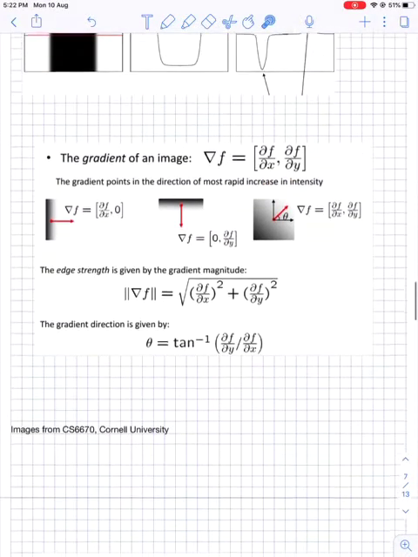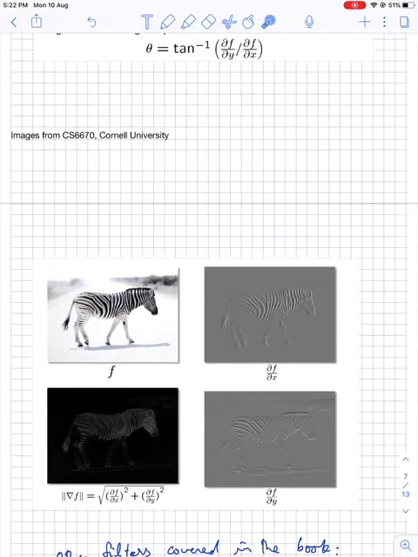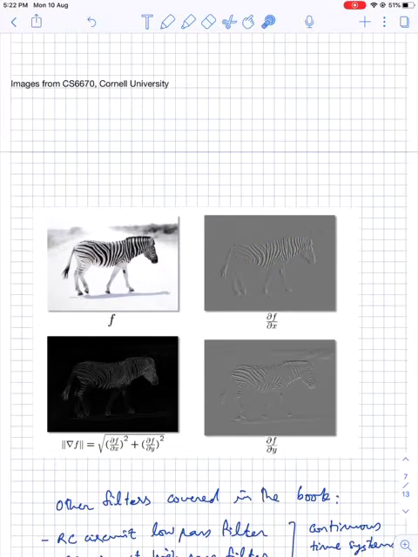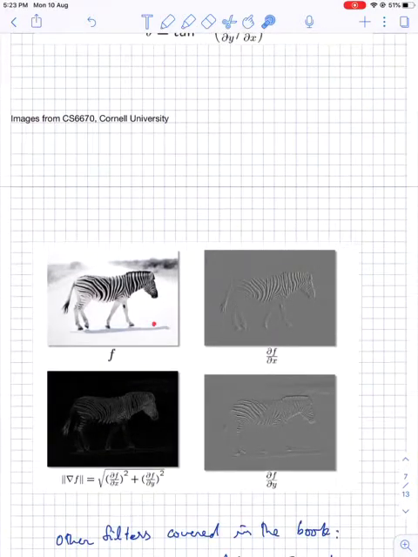Now if you apply this differentiating filter to an image, this image of a zebra here, this is dou f by dou x and this is dou f by dou y. You can see that when you do dou f by dou y, all the horizontal lines are emphasized, as you can see here. Whereas if you do dou f by dou x, all the vertical lines are emphasized. And if you take the magnitude of this gradient, you will see that essentially what you have done is, given this input, you apply the differentiating filter and find the magnitude of the output, and you get an image where the edges are emphasized.